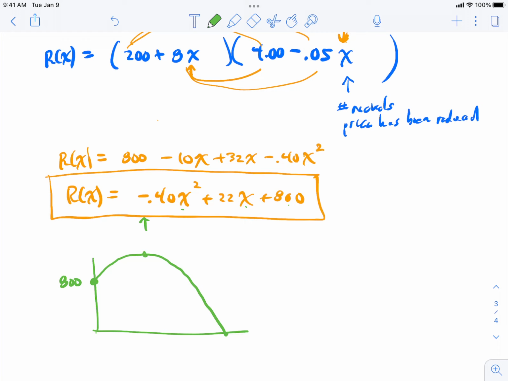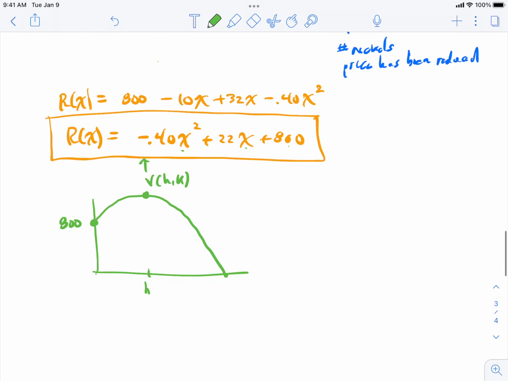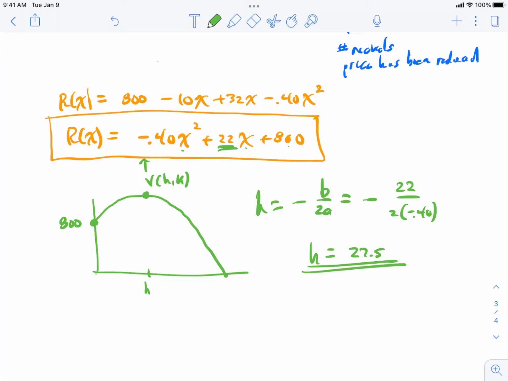Boink. There's going to be a vertex where we have a magic number h that maximizes our revenue. h is negative b over 2a. The b is here, 22, 2 times the a is here, negative 0.4. And if you work that out, which I believe I did, yeah, I did, 27.5, which is a little awkward. She has to reduce the price by 27.5 nickels. Oh well. We'll just do it.